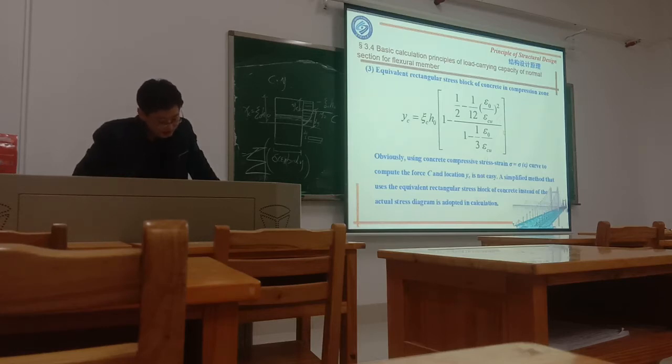But actually, you see, in this formula, it's simple. Only sigma, epsilon 0 equals epsilon cu, and also the location of C. Only these three symbols you need to know.